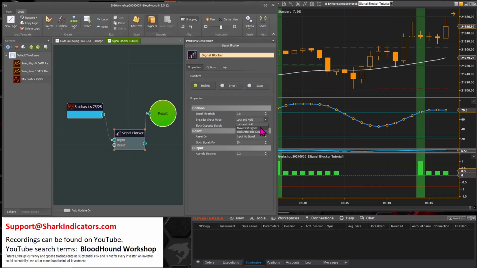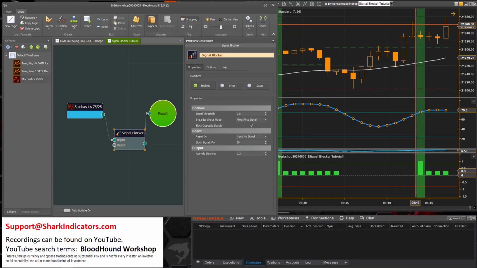So, let's see here. Allow first signal. As the name implies, it allows the first signal to go through, but it doesn't hold onto it, right? It doesn't lock that signal in place. So I'm going to use this bar again as a great example here.